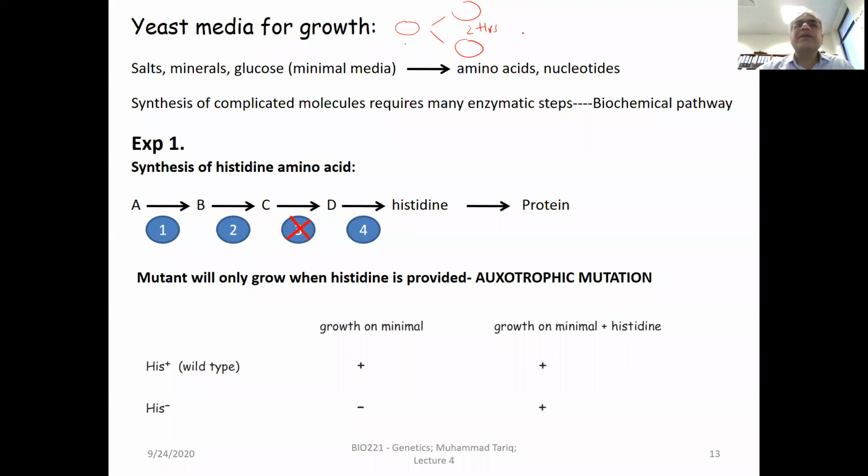Also, growing yeast is much simpler. You take salts, minerals, glucose, a carbon source, the minimal media, add amino acids, nucleotides, and yeast is good to go. You take a test tube or flask, you take 100 ml of this growth media, you throw in one or a few colonies of yeast, you come back after 24 hours and you will see a turbid culture, millions of yeast cells there.